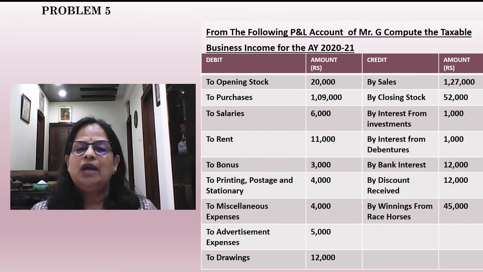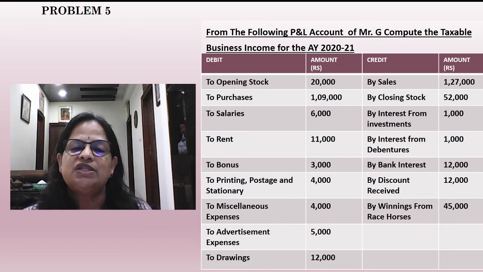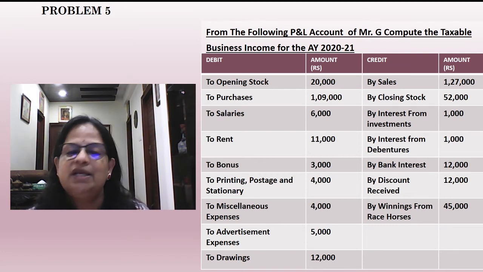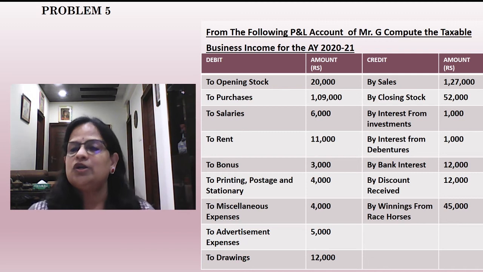Opening stock allowed, purchases allowed, salaries allowed, rent allowed, bonus allowed, printing, postage and stationery, that we can allow, but you have to see whether there is any additional information. Miscellaneous expenses, that also in the usual course of business is allowed. If there is any additional information, we have to see that. Advertisement expenses allowed, drawings not allowed.